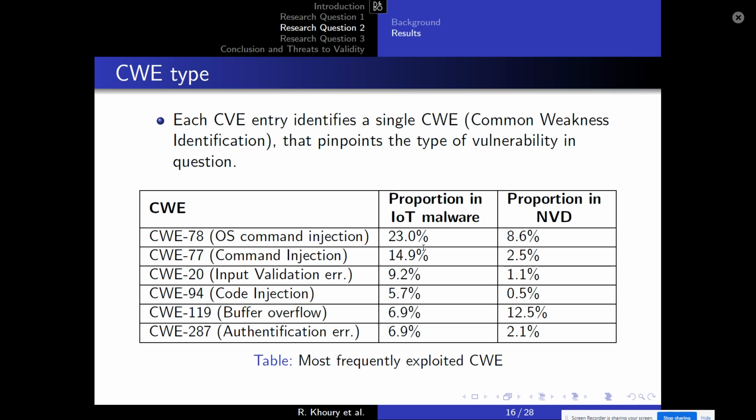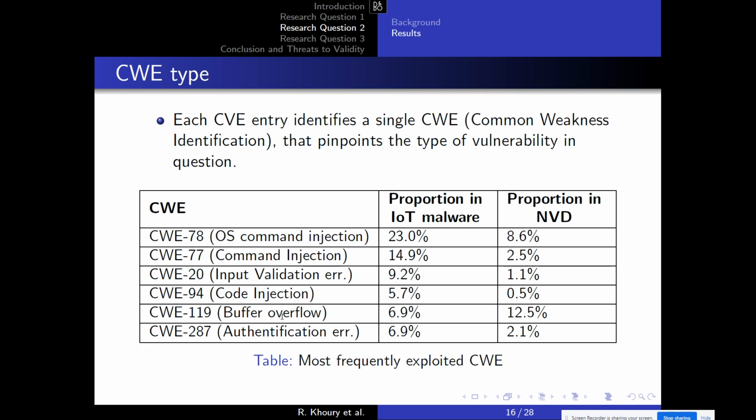exploited CVEs. One thing that's interesting about this is that several of them are related to injection attacks. So the first 2 are 2 different types of injection attacks. The third is input validation, which is also in some respect related to injection, and the fourth is also another type of injection. Then there's buffer overflow, which, as I mentioned, is actually underrepresented in the exploited vulnerabilities. And the last is authentication error.